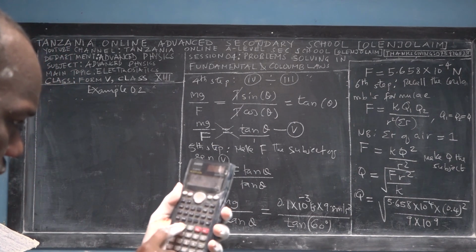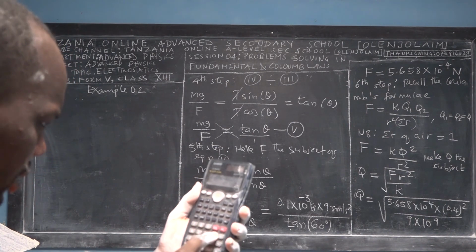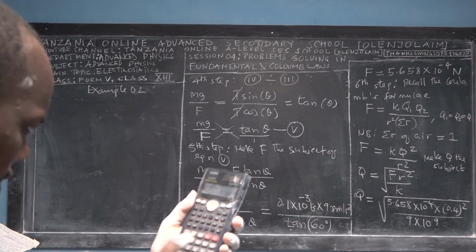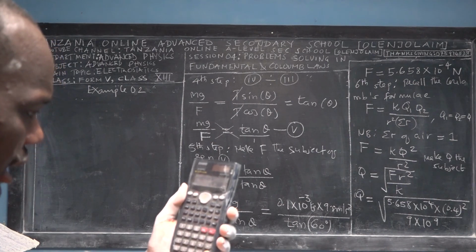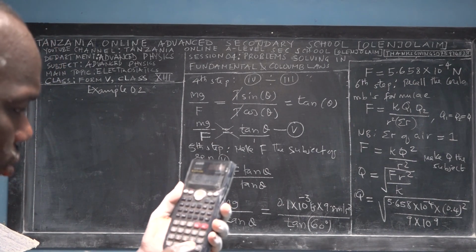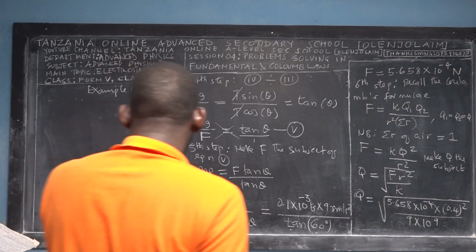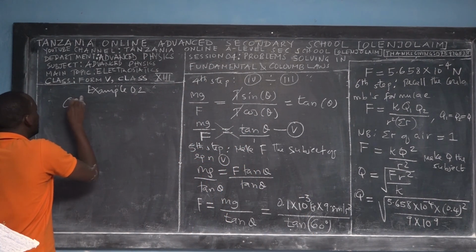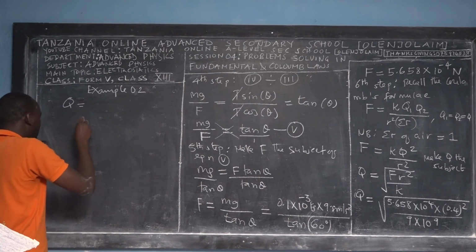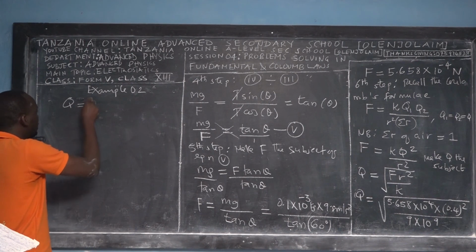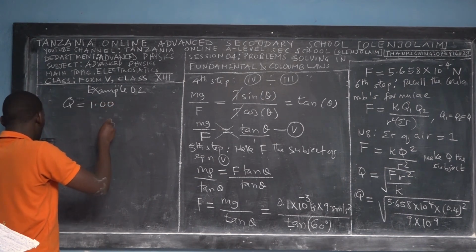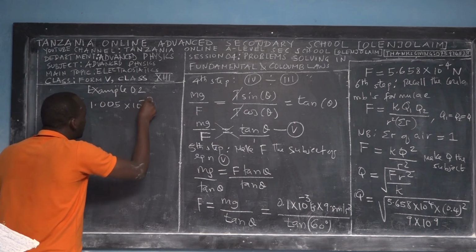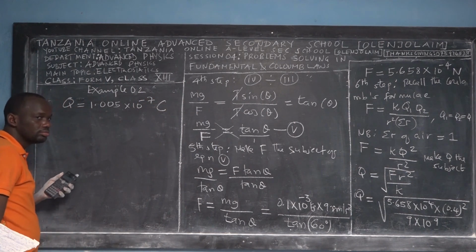So 5.68 exponent negative 4 multiplied by 0.4 squared, divided by 9 exponent 9, and then we find the square root. It's 1.0048 exponent negative 7. So the quantity of charge carried by the two identical balls suspended by the thread is about 1.005 exponent negative 7 Coulomb.